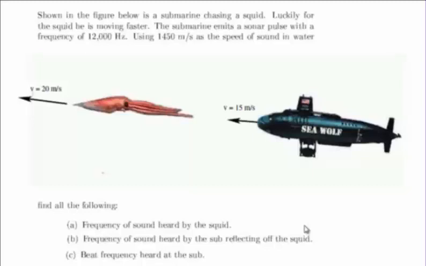Shown in the figure below is a submarine chasing a squid. Luckily for the squid, he is moving faster. The submarine emits a sonar pulse with a frequency of 12,000 hertz. Using 1450 meters per second as the speed of sound in water, find all the following: the frequency heard by the squid, the frequency heard by the sub reflecting off the squid, and the beat frequency between these two.